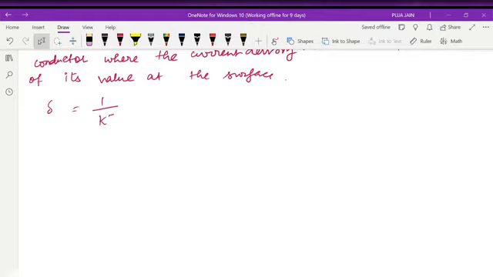Okay, now 1 by kappa minus. What is kappa minus? The formula of kappa minus is omega. This we get after solving the differential equation, in terms of E. We also get it in terms of B, but this we get by solving the wave differential equations in terms of the electric field E. Okay, so at the end we get this value.